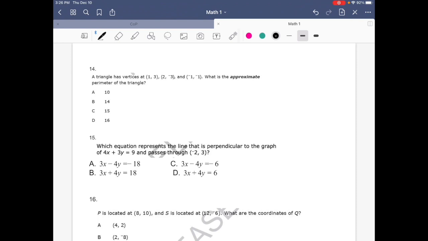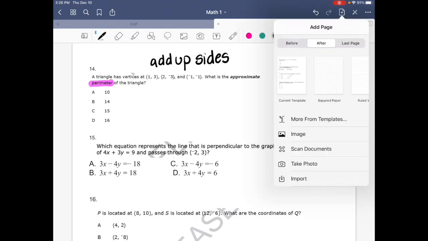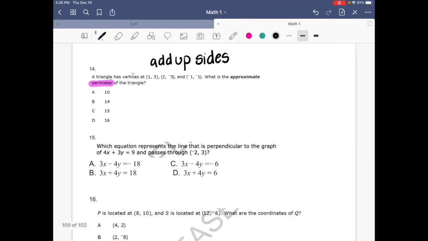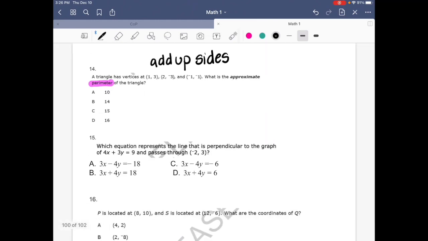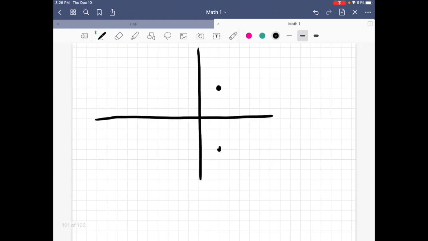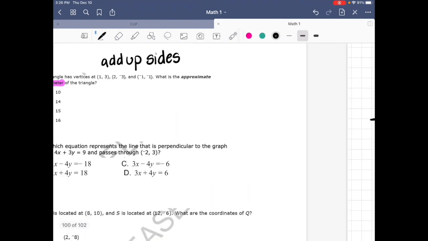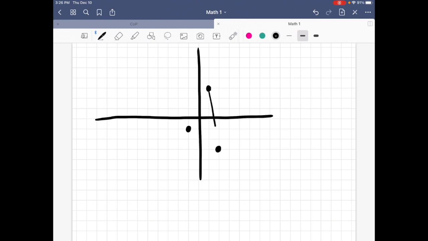All right, number 14, it says the triangle has the vertices at these 3 points. What is the perimeter? So remember, perimeter means you add up all the sides. Okay, so I'm going to add some graph paper here, and I'm going to make my coordinate plane. So I have the point 1, 3. I have 2, negative 3. And then I have the point negative 1, negative 1. So I have this triangle.